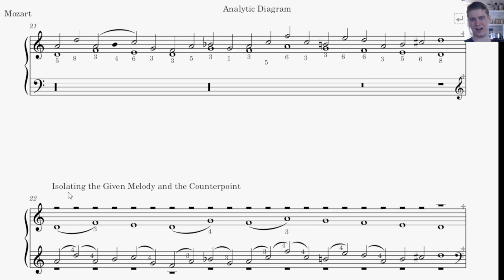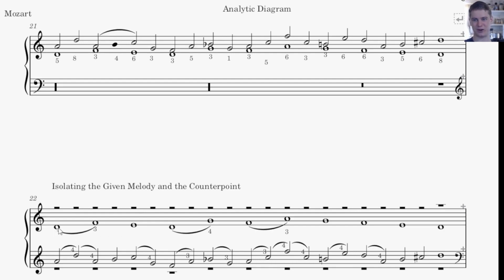Next, I think it's really good to isolate the given melody and the counterpoint, look at them by themselves. And with this, we can create an analytic diagram of each one of them separately without creating a mess. So we have our given melody, and I'm going to slur each one of the leaps, and I'm also going to label each one of the leaps.